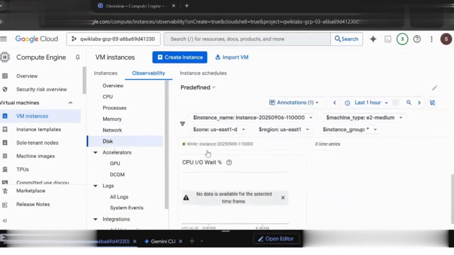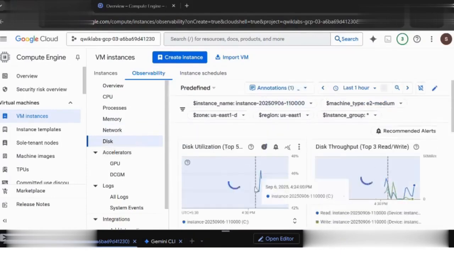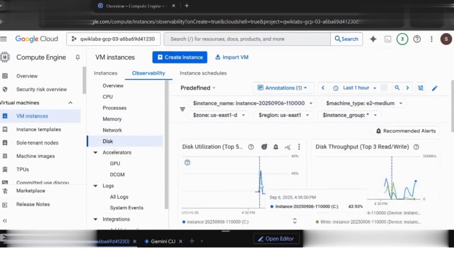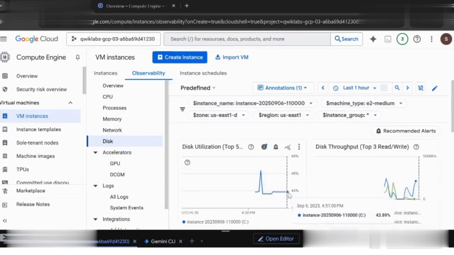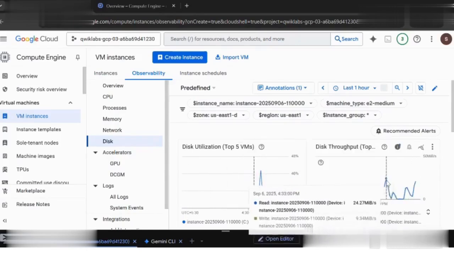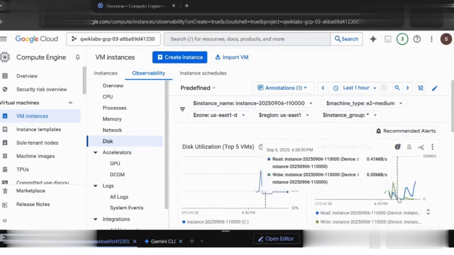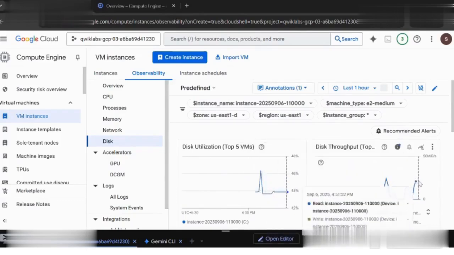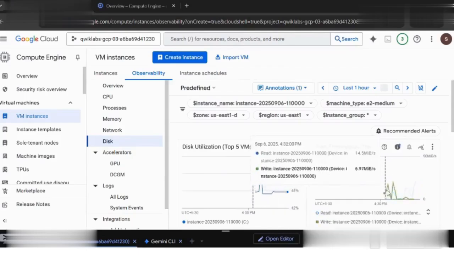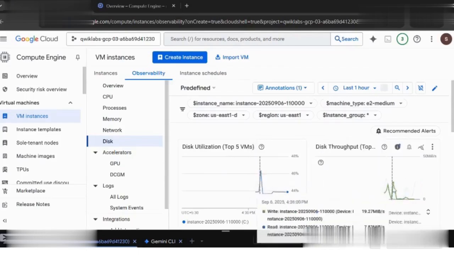Next up are the disk-related graphs. The disk utilization chart shows how actively the disks are being used. High values indicate frequent read-write operations, while flat lines suggest idle disks. Disk throughput measures the rate of data transfer to and from the disk. Spikes here show periods of intense input-output activities such as database queries or large file transfers.